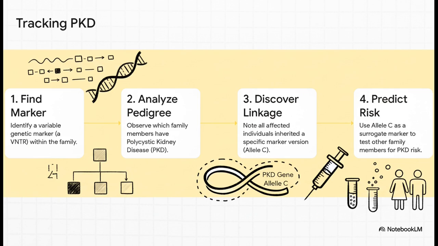Let's just call the versions A, B, and C. Then they mapped out the family tree and saw who had the disease. And a crystal clear pattern emerged. Every single person with PKD had also inherited marker C. That was the breakthrough. It meant the disease gene and marker C were linked. They were holding hands. From then on, they could test young family members just for marker C to see if they were at risk. Really, a very clever piece of detective work.